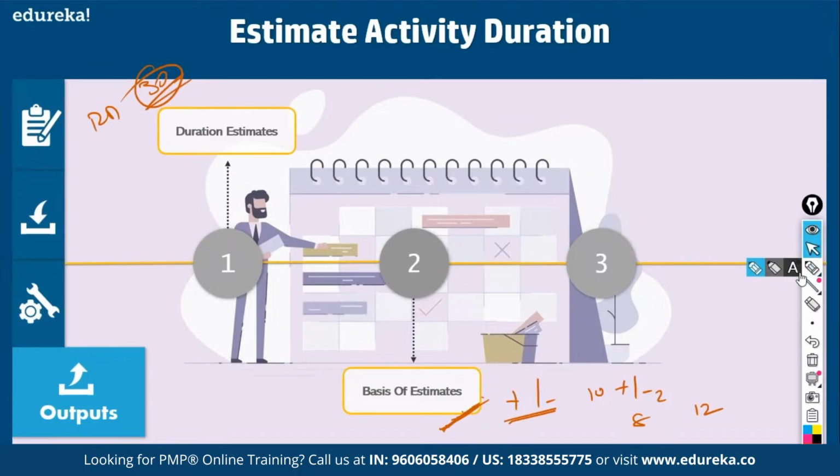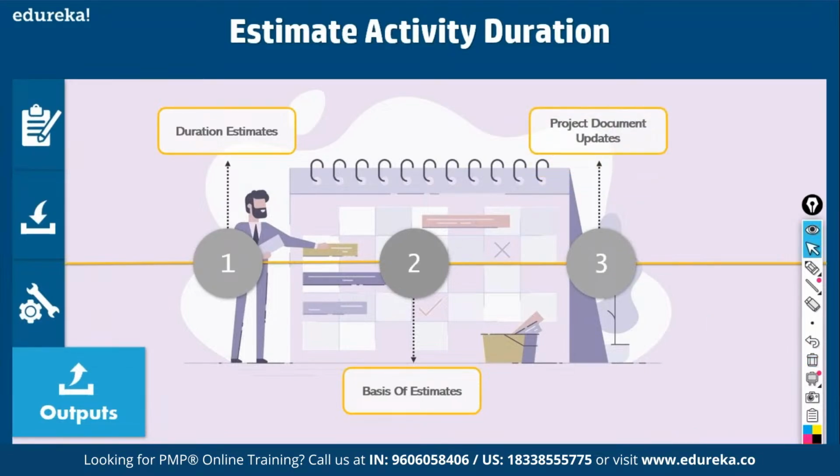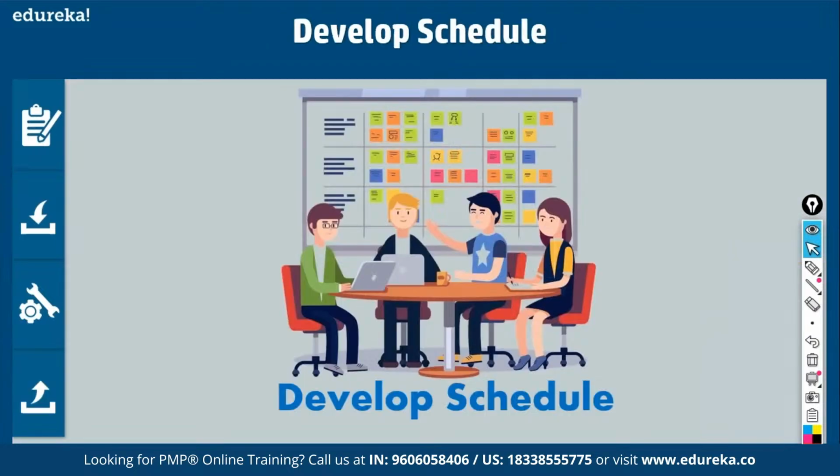Okay, then what else? Project documents will get updated in this process. Yeah. So we have developed schedule. We have estimated durations for different network diagrams. We have to combine all these network diagrams and we have to develop one big schedule for all the work packages combined. This schedule is for the project as a whole, right? Fine.